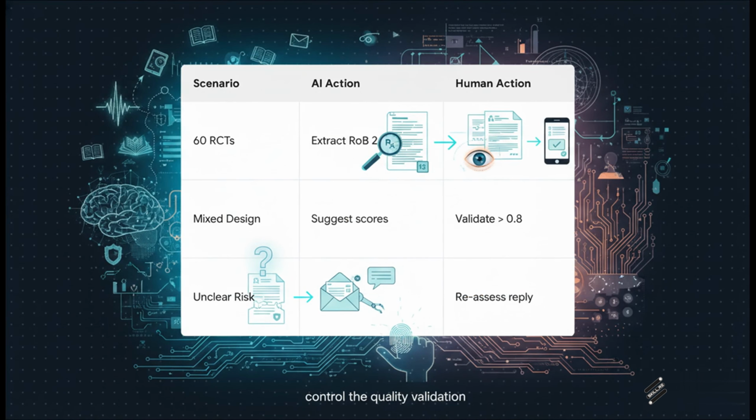Let's consider how this actually plays out in the real world. Say we have 60 anxiety RCTs. The AI's job is to extract the methodology per RoB 2. Our human action? We dual assess 15 of those papers just to verify consistency. Or what if we have unclear risk papers, where the methodology is just missing? Here's a really great use case for AI. You can actually have the AI draft a very professional email to the original study authors, asking for clarification on their methods. Then, the human action is to review it, send it, and reassess the paper based on the author's actual real-world reply. We let the AI do the heavy lifting, right? But we always control the quality validation.